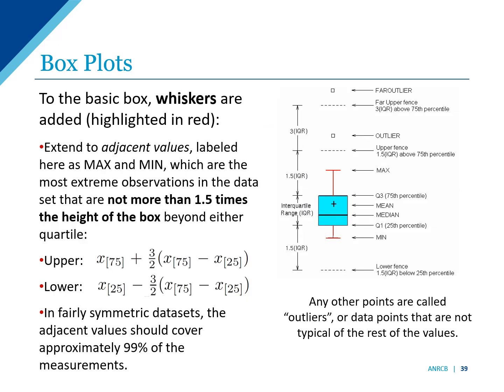To the basic box, we add the whiskers, seen here in red, which extend to the adjacent values, labeled here as maximum and minimum, which are the most extreme observations in the dataset that are not more than 1.5 times the height of the box, or the interquartile range, beyond either quartile. When data are fairly symmetric, the adjacent values should cover about 99% of the measurements. Any other points beyond these are called outliers, or data points that are not typical of the rest of the values.